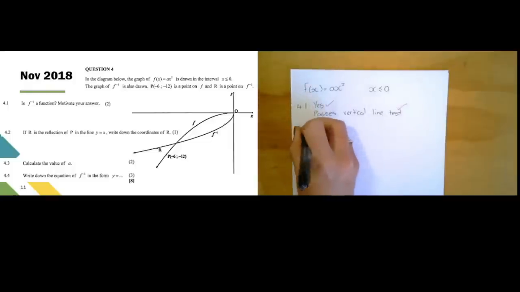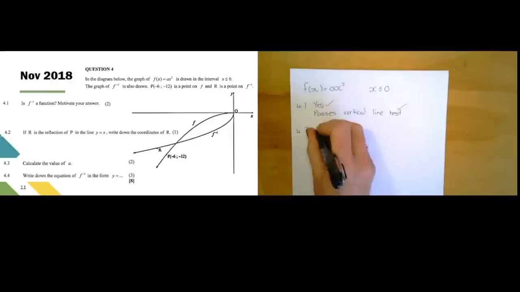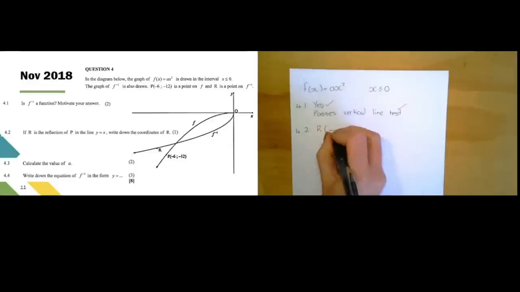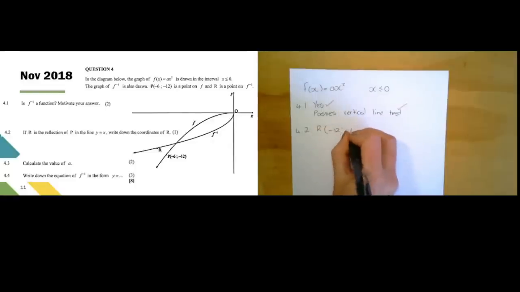Question 4.2. If r is the reflection of p in the line y equals x, write down the coordinates of r for only one mark. Remember, reflection in the line y equals x is my inverse. It means my x and my y's swap. So p is (-6; -12). So r, if I swap it, would be (-12; -6). One mark for my answer.